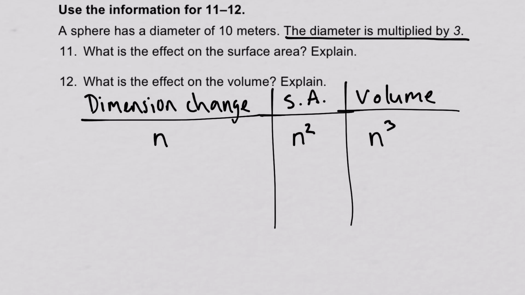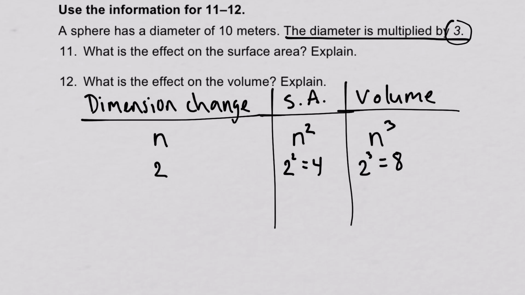So let me just give you an example. Let's say I have a sphere with a diameter of 10. Let's say I multiply the diameter by 2. Then what happens to the surface area? It gets multiplied by 2 squared, which really means it gets multiplied by 4. What happens to the volume? It gets multiplied by 2 to the third power, which is 8. It's always going to work out that way. If you change the dimensions of the solid by any number, then the surface area is going to change by that number squared. The volume is going to change by that number cubed.